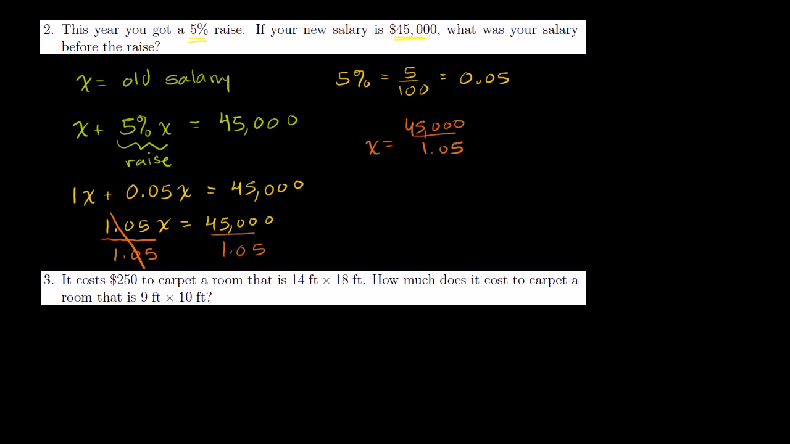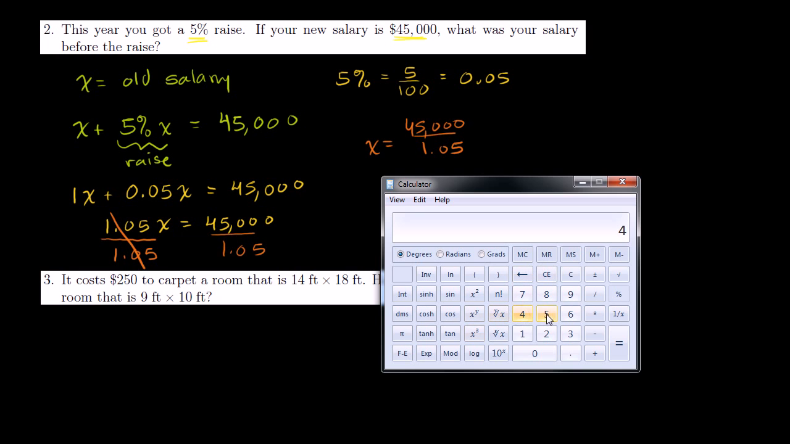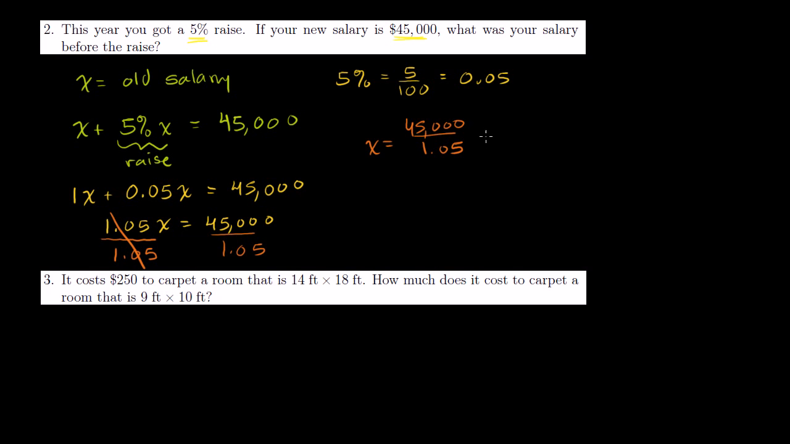And let's figure out what that is. So 45,000 divided by 1.05 is equal to $42,857. I'll say that. $42,857. This is how much your annual income was last year.